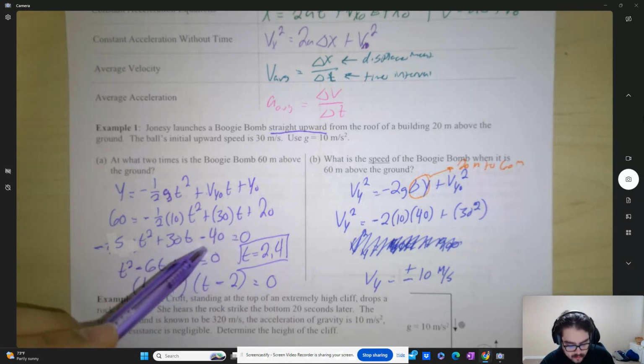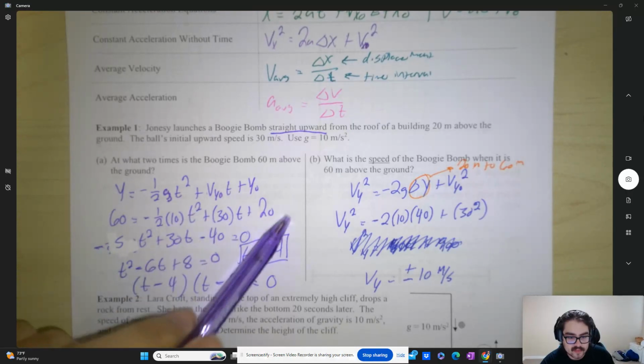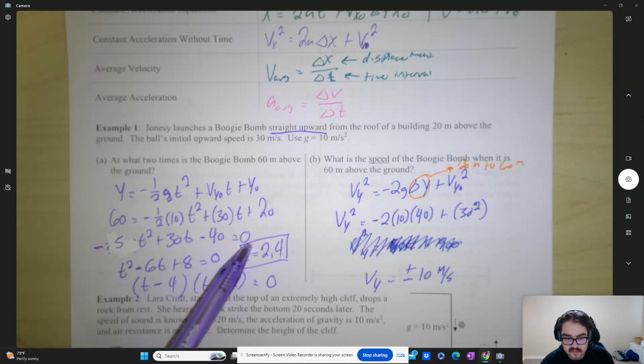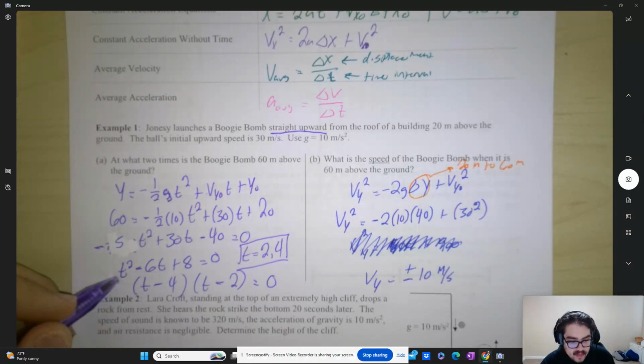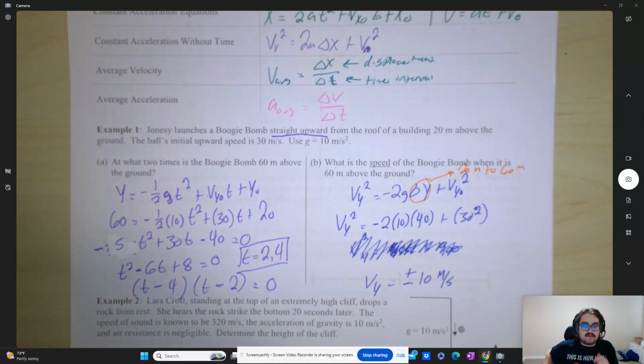And how did I get negative 40 right here? It's because I took the 60 and subtracted it from both sides to get negative 5t squared plus 30t minus 40 equals 0, okay? And then you can actually factor that out. You can actually factor the 5 out, okay?